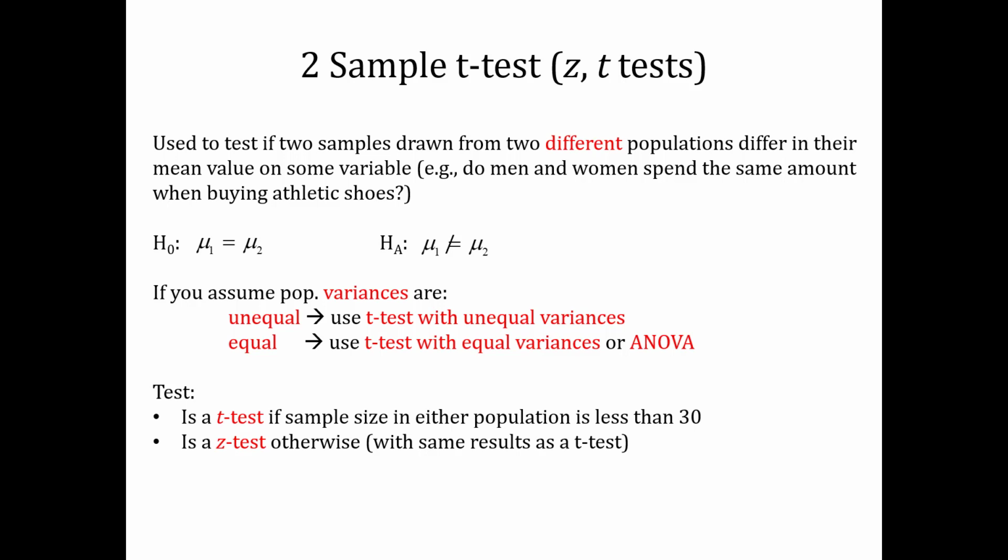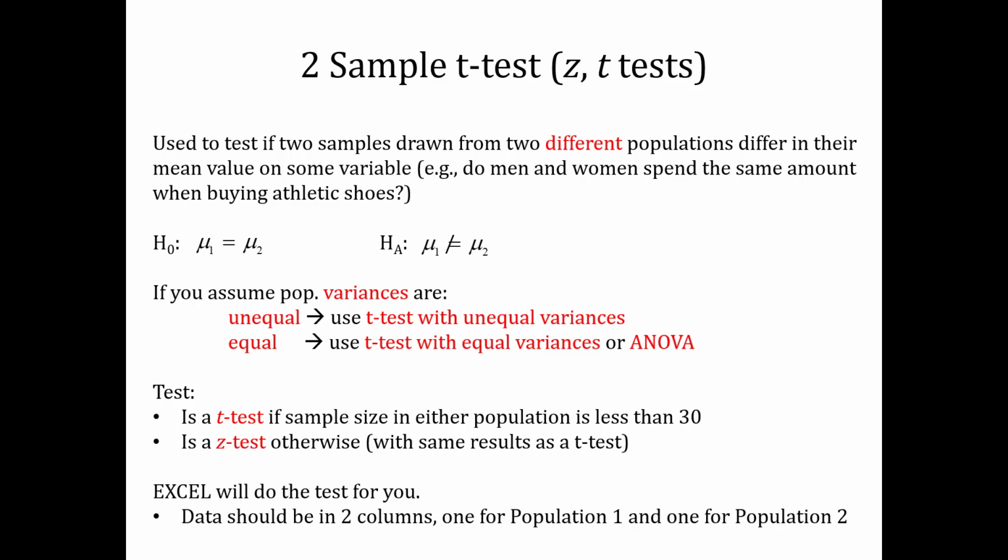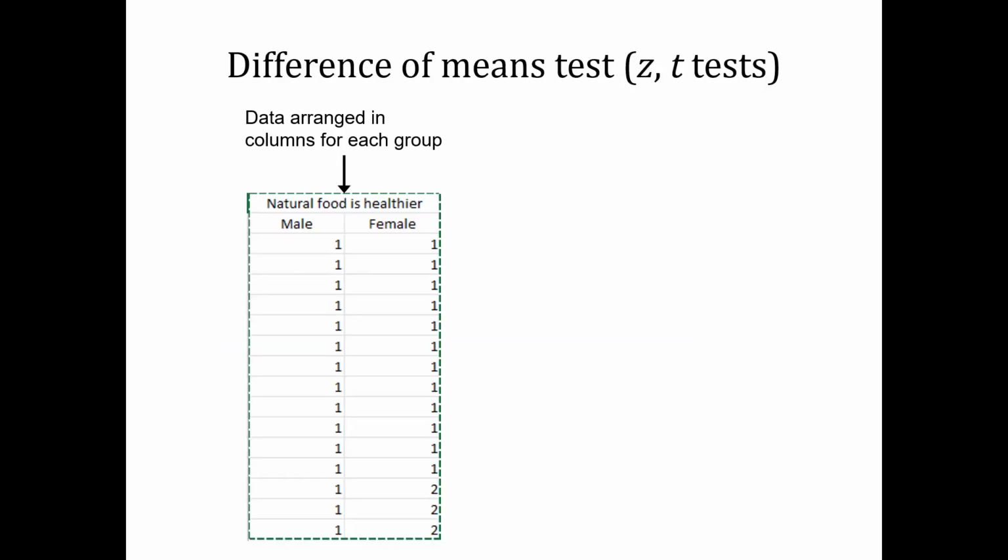The test statistic is a t-statistic if the sample size in either group is less than 30. If both samples are at least 30 in size, it is distributed as a z-statistic. The formulas look a bit ugly, and I'm not going to repeat them here since you can look them up, but you don't need to know them because Excel comes to the rescue and does the test for you. You just need to have the data in two separate columns, as we'll see.